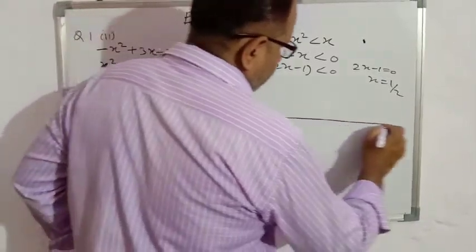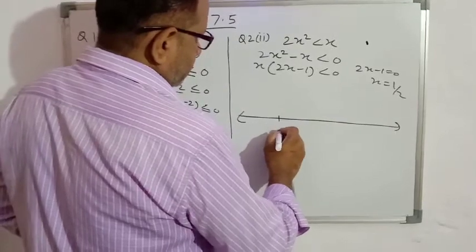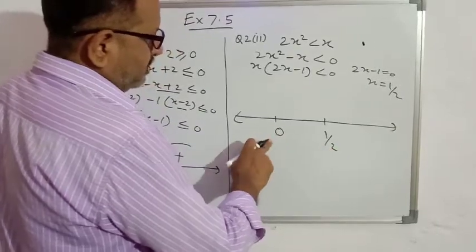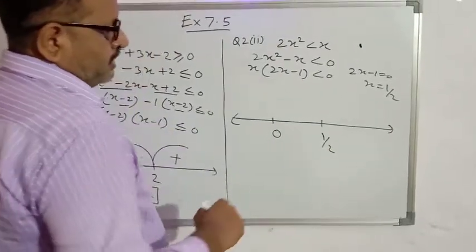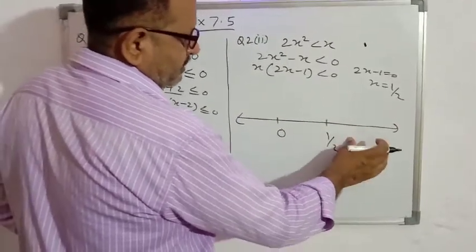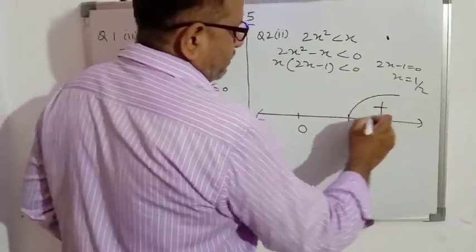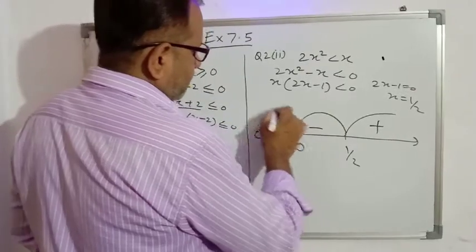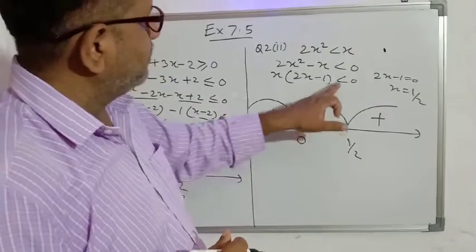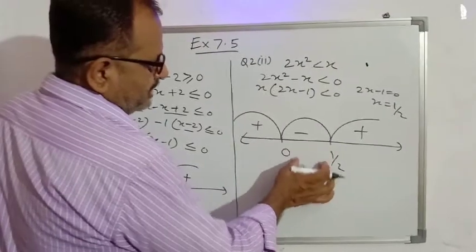So again we will draw a number line and mark these 2 points, 0 and 1 by 2. 0 is smaller than 1 by 2, so we have to write it on the left of 1 by 2. These 2 points divide the whole real number line into 3 intervals. First one, this one, middle one and the left one. So from the right side we have to write positive, negative, positive. But here we have to take the values of x for which this product is less than 0. Less than 0 means negative, and negative is coming in this interval.